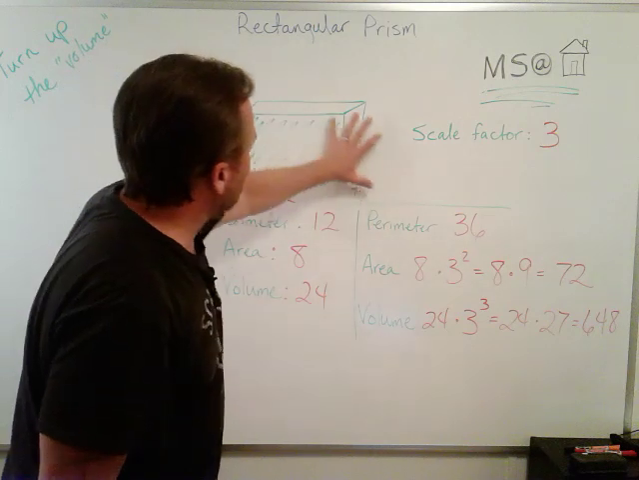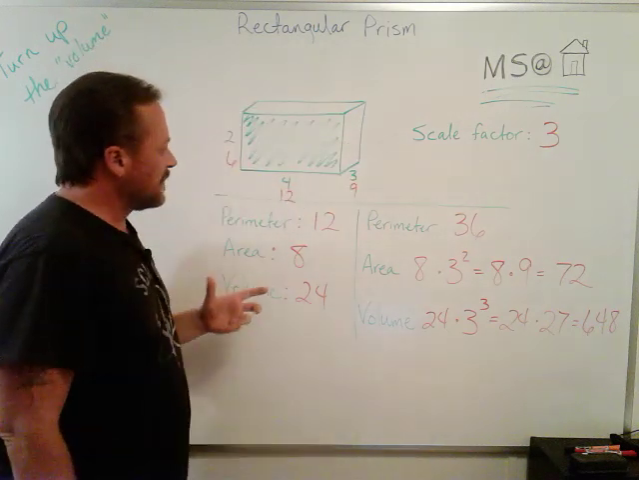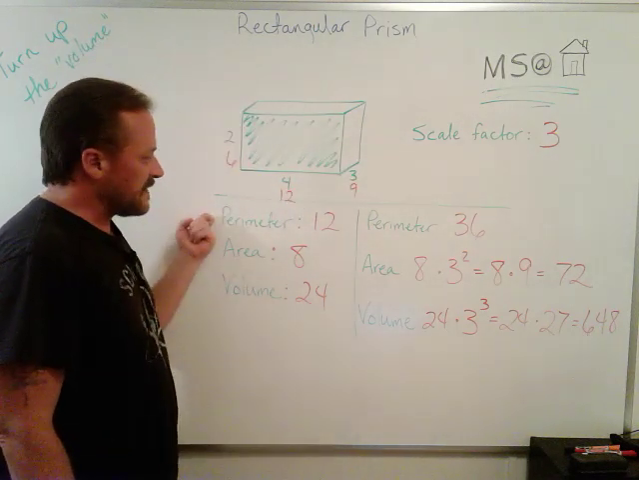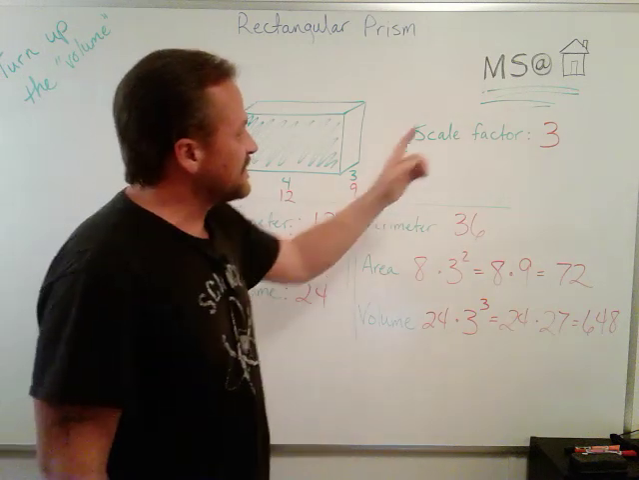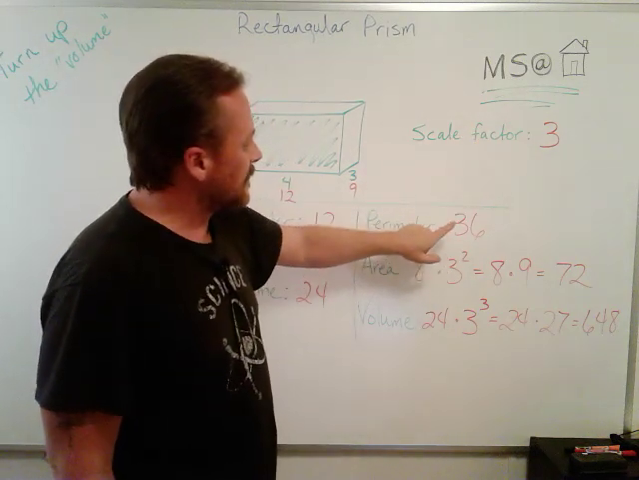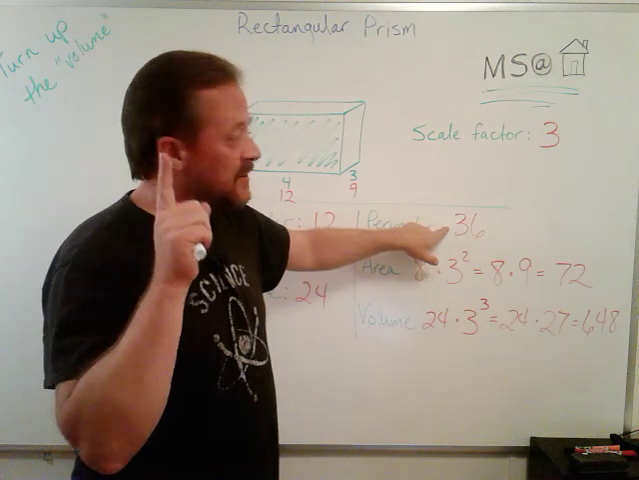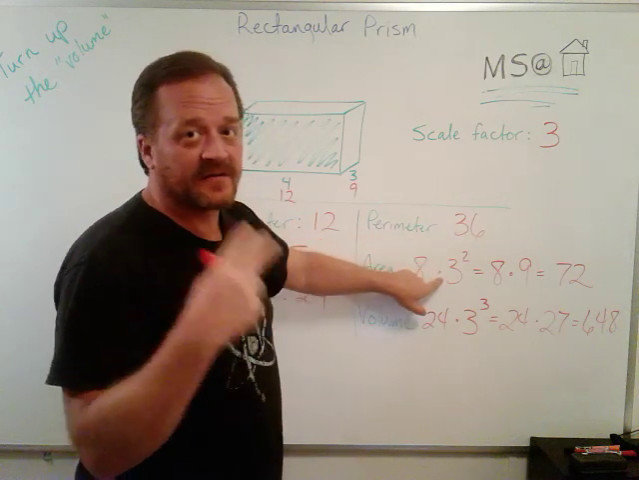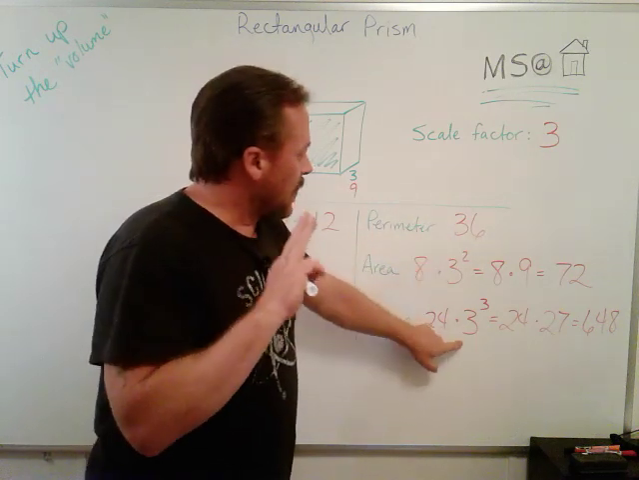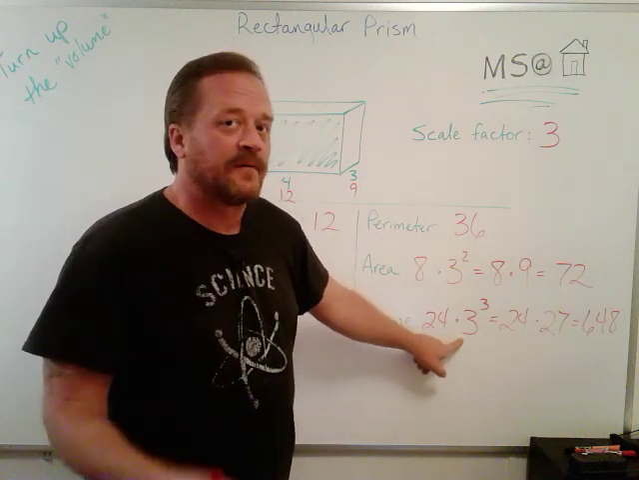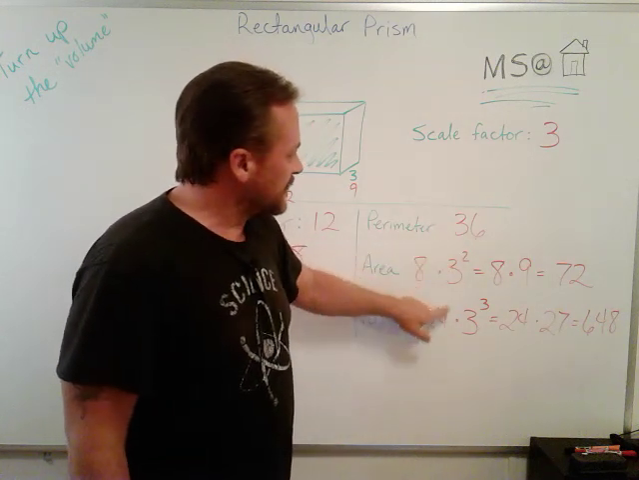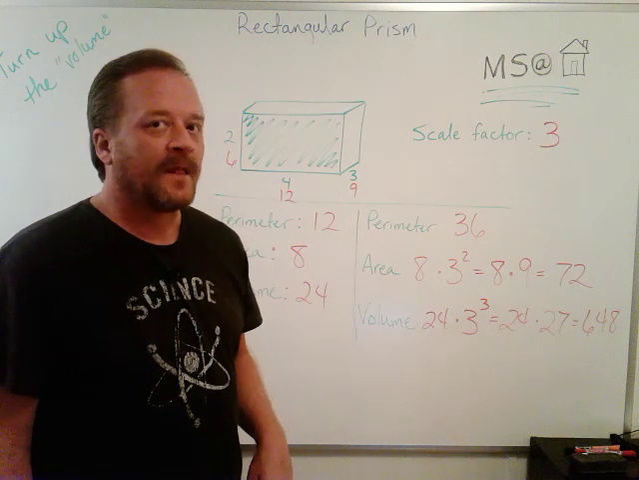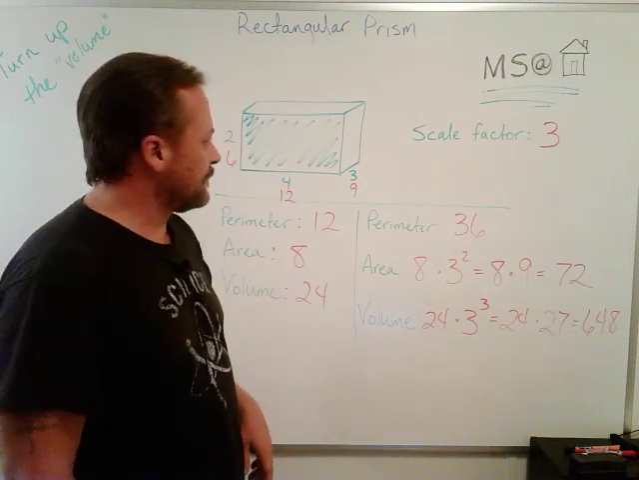We didn't even need this necessarily. All we had to know was the original measurements of these, and then multiply them by the scale factor, either to the 1st power, 2nd power for area because it's squared, or the 3rd power for volume because it's cubed. Okay? That's the relationship I want you to see. All right? Not too difficult.